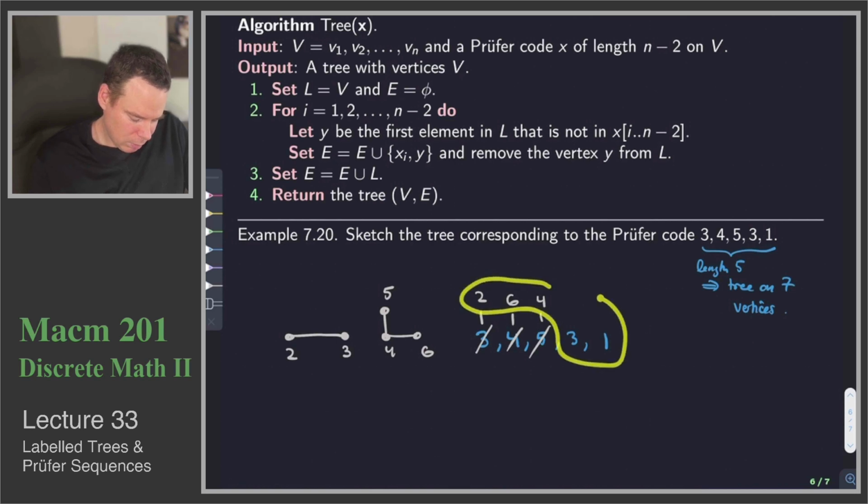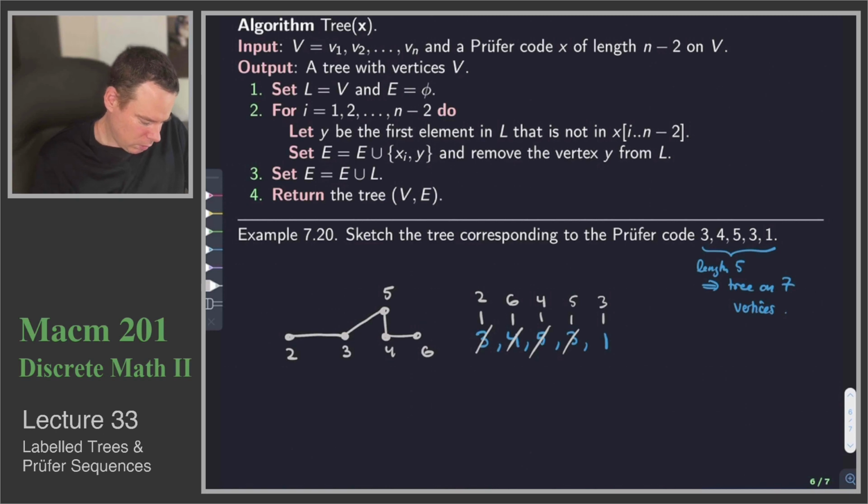What's the smallest label that doesn't appear in this list? I have a 1, a 2, a 3, a 4. I don't have a 5 now. So 5's connected to the 3. So I got an edge that goes like that. And now what's the smallest vertex label that doesn't appear in this list? We've got a 1, a 2. We don't have a 3 anymore. So I've got my 3. 3's connected to 1, so I get a 1 that goes off like that.